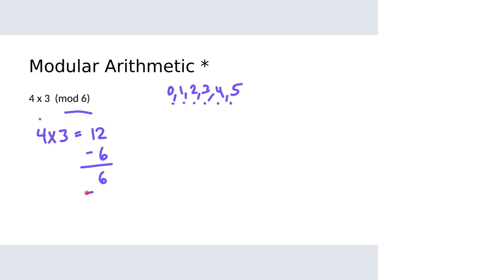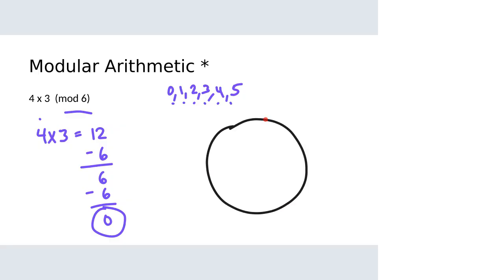So I need to do another revolution backwards, so I land at 0 as my answer. A mod system does have a 0. Clock system doesn't. So it's possible when we're doing modular arithmetic to get an answer of 0. So mod 6 system is 0, 1, 2, 3, 4, 5.